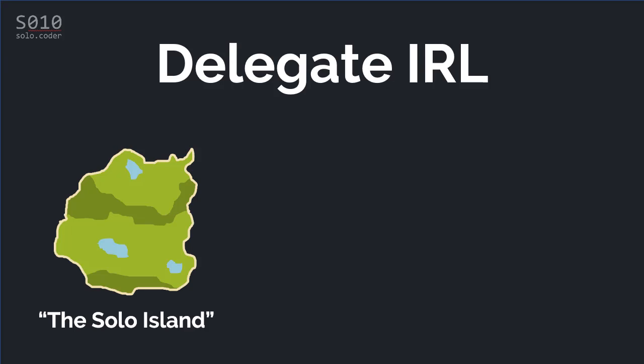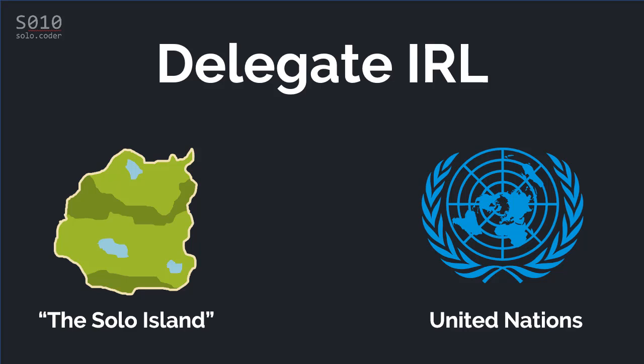Let's say that we have the country, the Solo Islands. The Solo Islands need to send someone to speak at the United Nations conference. But the Solo Islands, well, it's an island. It cannot speak by itself. It sends a delegate, which is a person that represents the island's interests towards the United Nations.